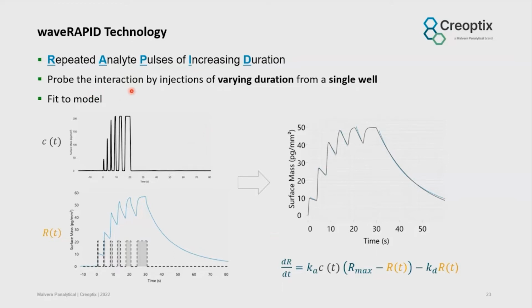So we're probing the interaction by injections of varying duration. This means that for one interaction, it's on the scale of 50 seconds, and we have the entire kinetic rate constant. So the affinity, the association rate, and the dissociation rate.